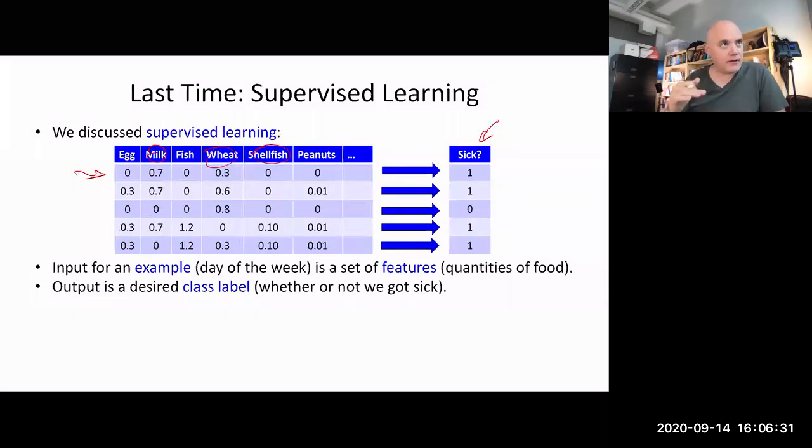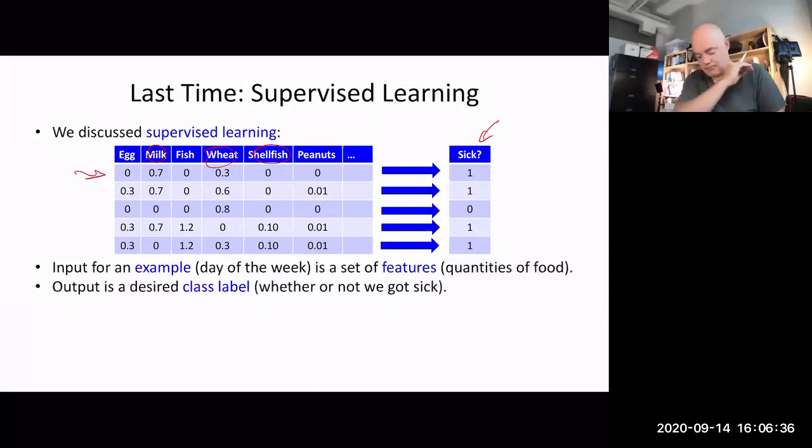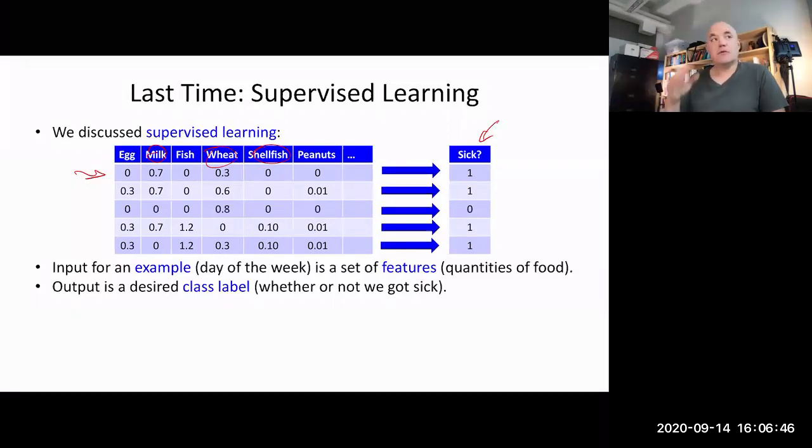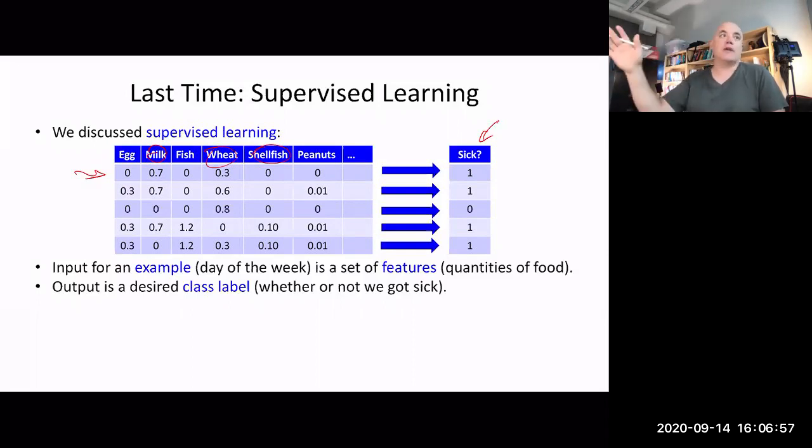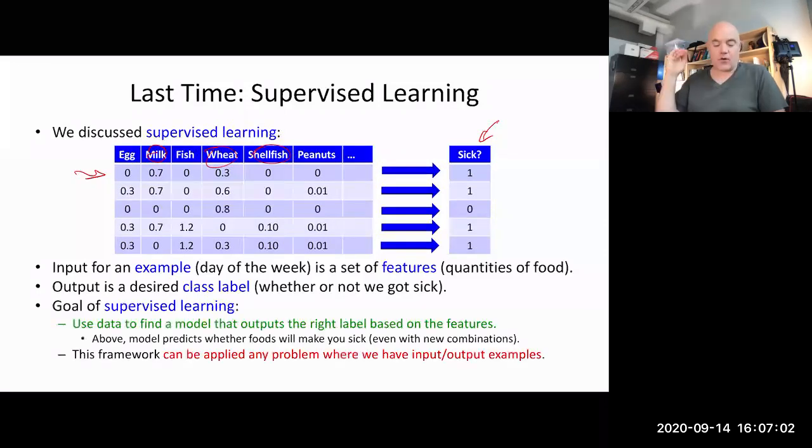So an input here is an example, a sample, a set of features, right? It's like the quantity that I ate in a particular day. That's the quantity of food. And the output is the desired class label, whether or not I, or whomever, got sick. Okay, and if we build a model of this, then we should be able to predict, given a new set of things that's not in this training data, whether or not I am going to get sick given what I ate during a particular day.